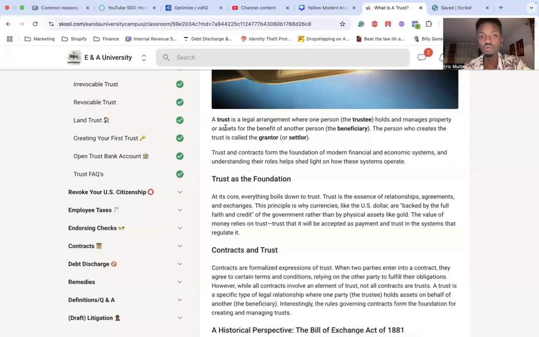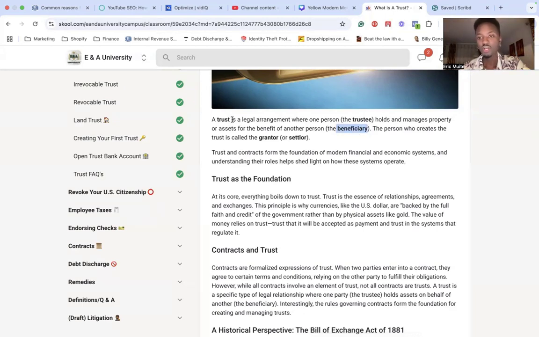So it holds and manages properties or assets for the benefit of another person, the beneficiary, right? Which you're also the beneficiary, right? You're the trustee and the beneficiary. And I'm explaining to you why: because you're the trustee of your own all caps name. And because you're the trustee, you're the beneficiary because you have assets in there, right? You have assets in there and you are putting, for example, your house that your all caps name acquired with the social from his trust. And that house is being managed by you, who's a trustee, but you're the beneficiary because you're living in it, right?